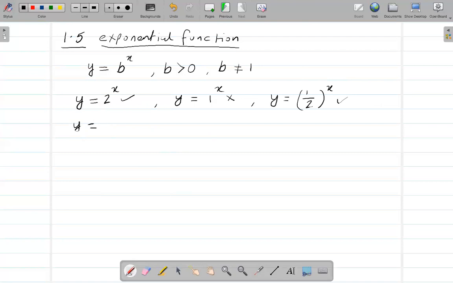Y equals -5 to the power x. Is this an exponential function? No, because this base is a negative number, so this is not an exponential function.